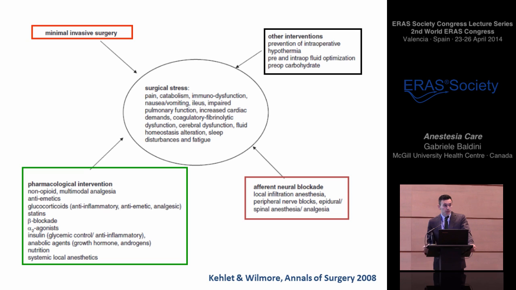So which are the weapons we have to control surgical stress? Many. And as anesthesiologists, we can use them in the perioperative period. We can use regional techniques, neuraxial blockade, spinal or epidural, or peripheral nerve block. We can use pharmacologic interventions, talk a little bit about beta blockers, statins, control of pain, and we also control fluid management and temperature control, which are also important triggers for surgical stress.